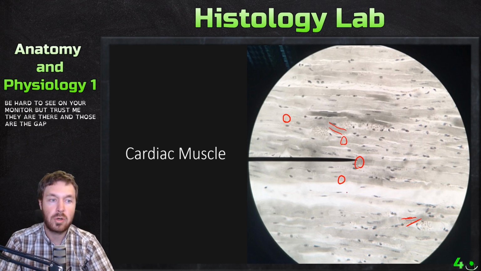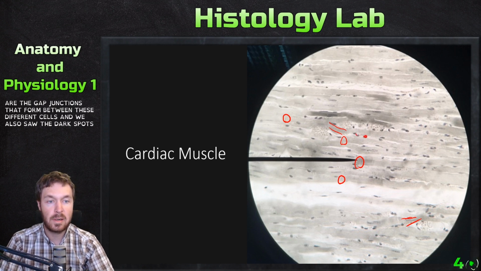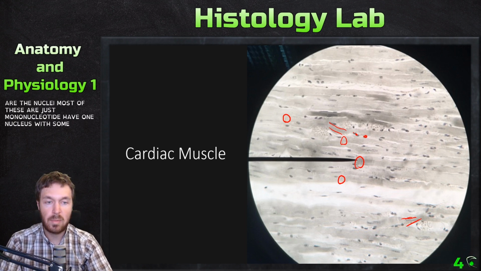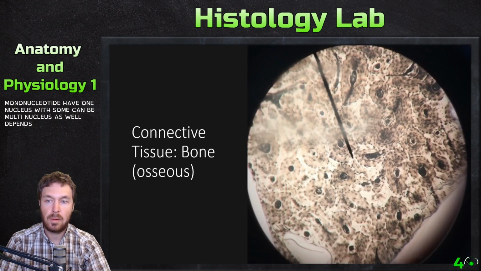And those are the gap junctions that form between these different cells. And then all the dark spots here are the nuclei. Most of these are just mononucleate, have one nucleus, but some can be multinucleate as well. Depends.